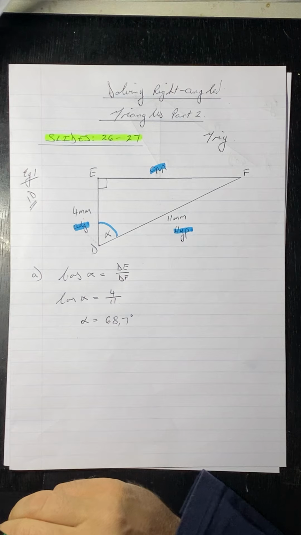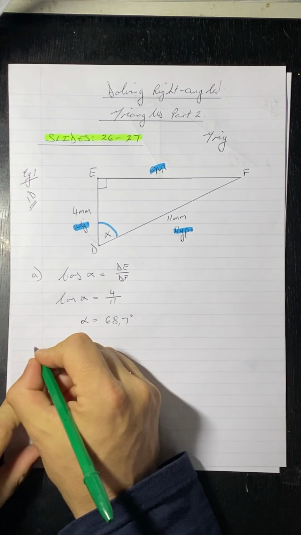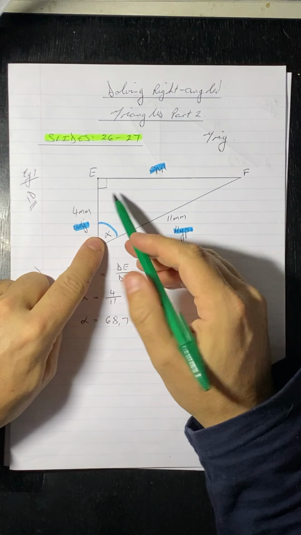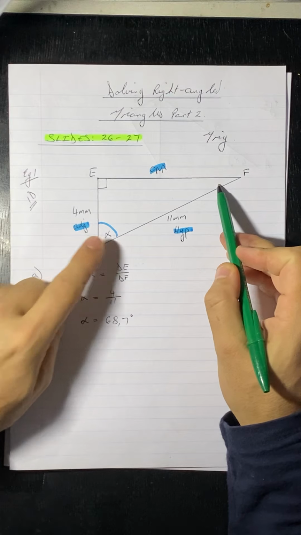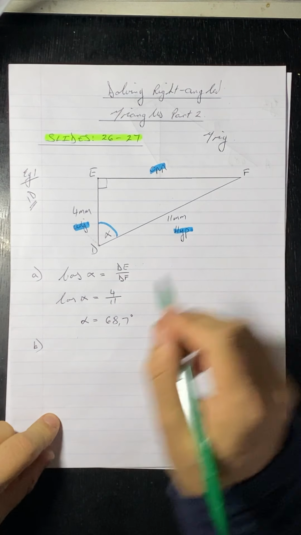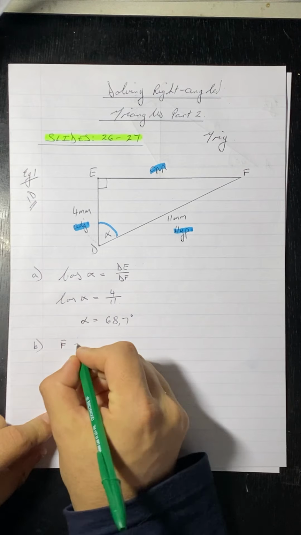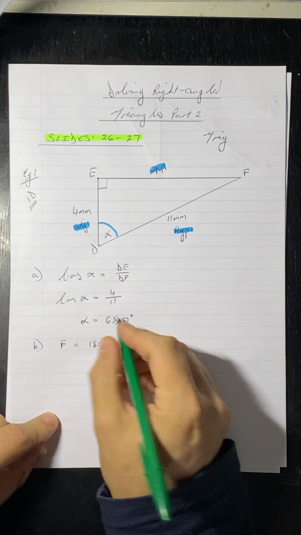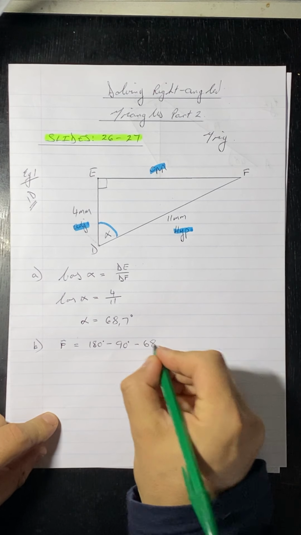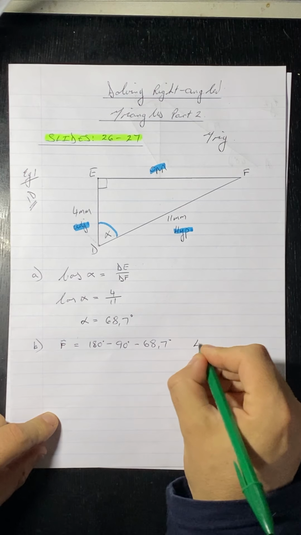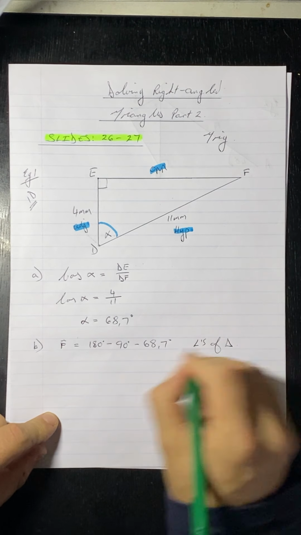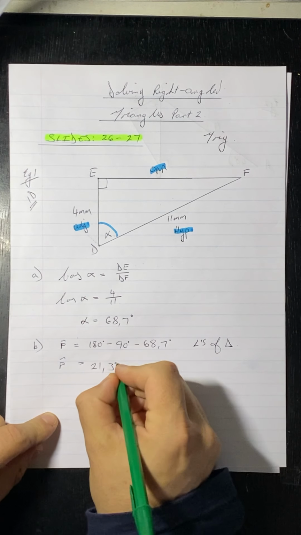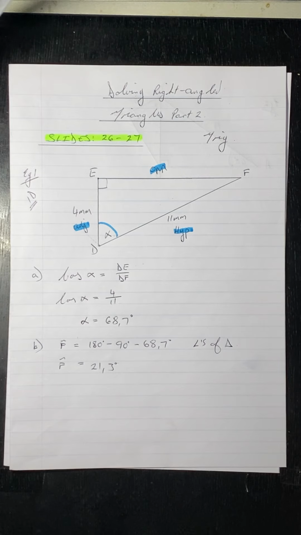The next question is to solve for angle F. This angle over here. Now we know what this angle is, we know what this angle is, so we can work out this angle over here using angles in a triangle. So I know angle F would be equal to 180 degrees minus 90 minus 68.7, and our reason is angles of a triangle. Put that on the calculator and you will get 21.3 degrees. All right, so not too bad.